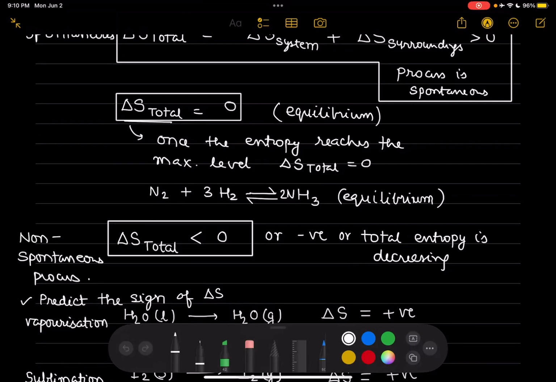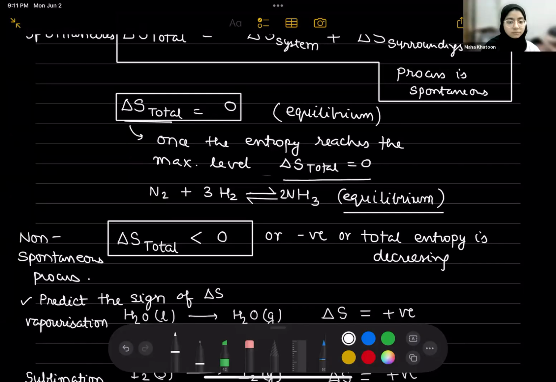And suppose 2 moles of ammonia are being formed, and 2 moles are also getting reacted. This is the situation which is known as the situation of equilibrium. So at equilibrium, what will you say? That the total entropy change of the system is 0. Got it?